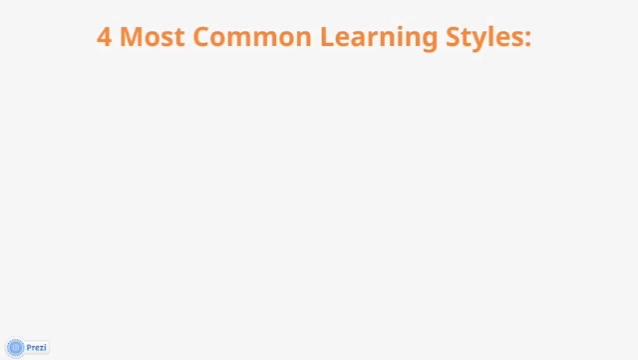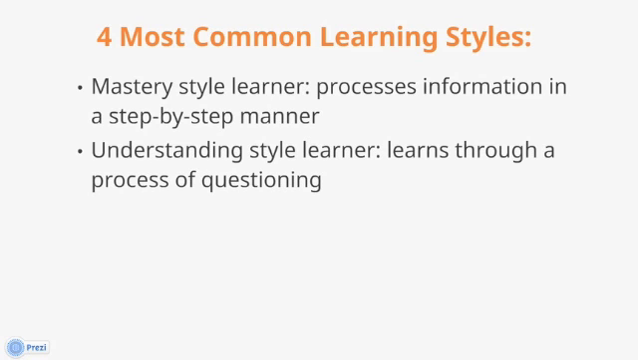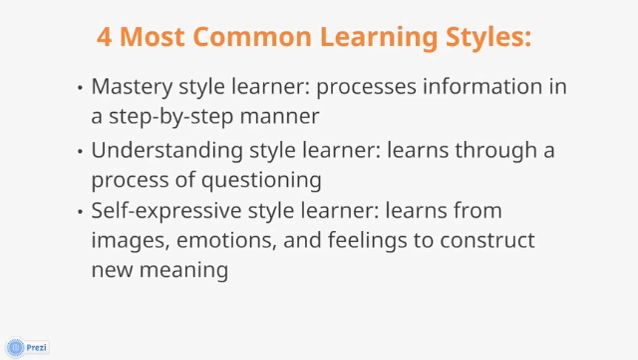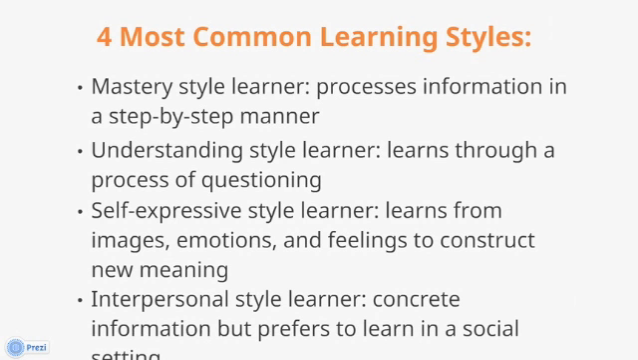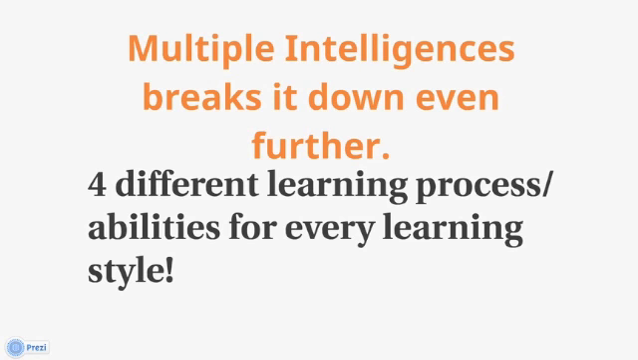Some of the four most common learning styles are the mastery learner, who processes information in a step-by-step manner, the understanding learner, who learns through a process of questioning, the self-expressive style learner, who learns through images, emotions, and feelings to construct new meaning, and the interpersonal learner, who is very concrete like the mastery style learner, but prefers to learn in social style settings. Now, of course, multiple intelligence does break it down even further and gives you 4 different learning process or ability styles for every learning style I just went over, but we're going to stick with those 4 just for ease of use.